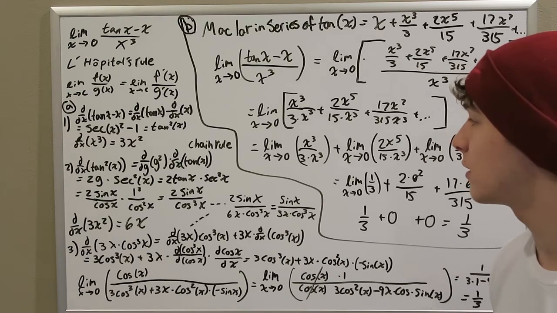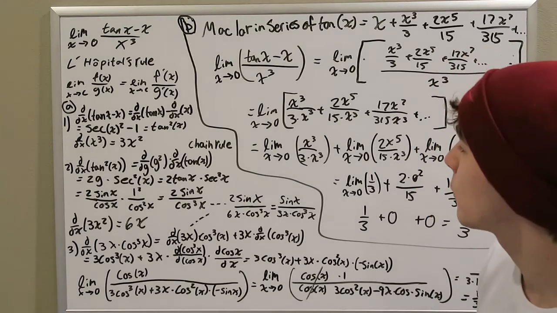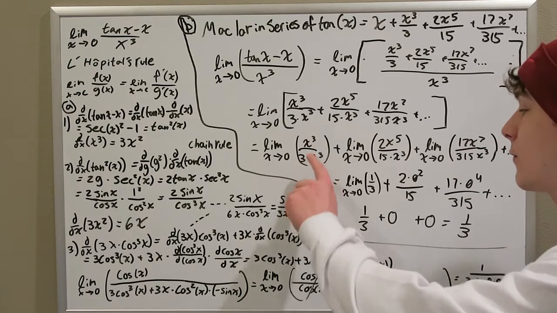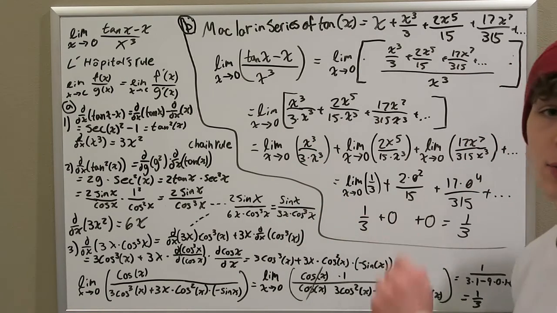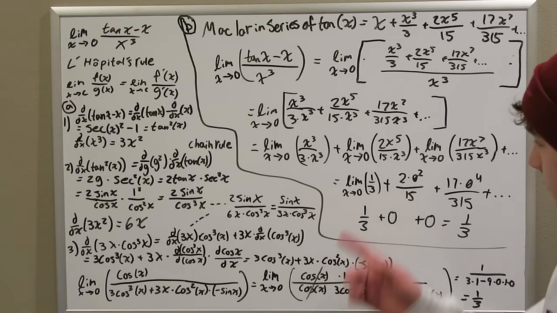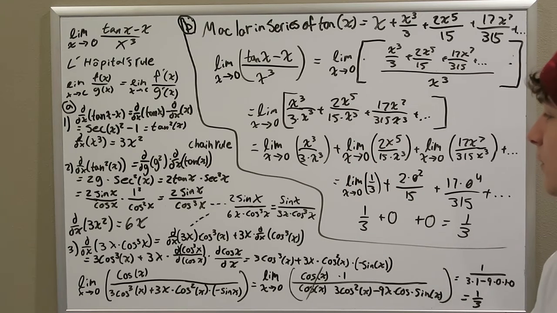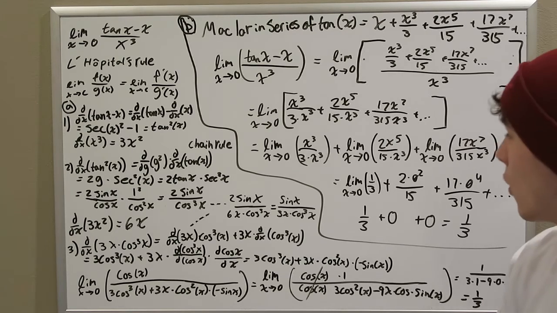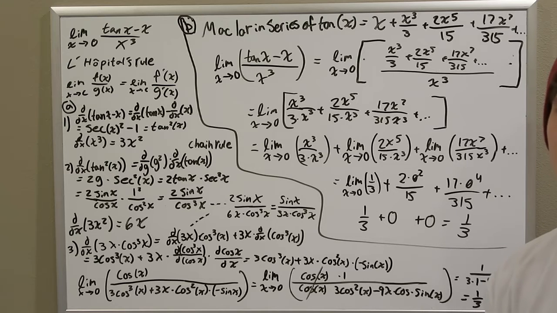The limit of x approaching 0 of x to the power of 3 over 3 times x to the power of 3. And these x to the power of 3's just cancel out, so we're just finding the limit of x approaching 0 of 1 over 3. For here we have the limit of x approaching 0 of 2 times x to the power of 5 over 15 times x to the power of 3. And then we're going to be adding that to the limit of x approaching 0 of 17 times x to the power of 7 over 315 times x to the power of 3.